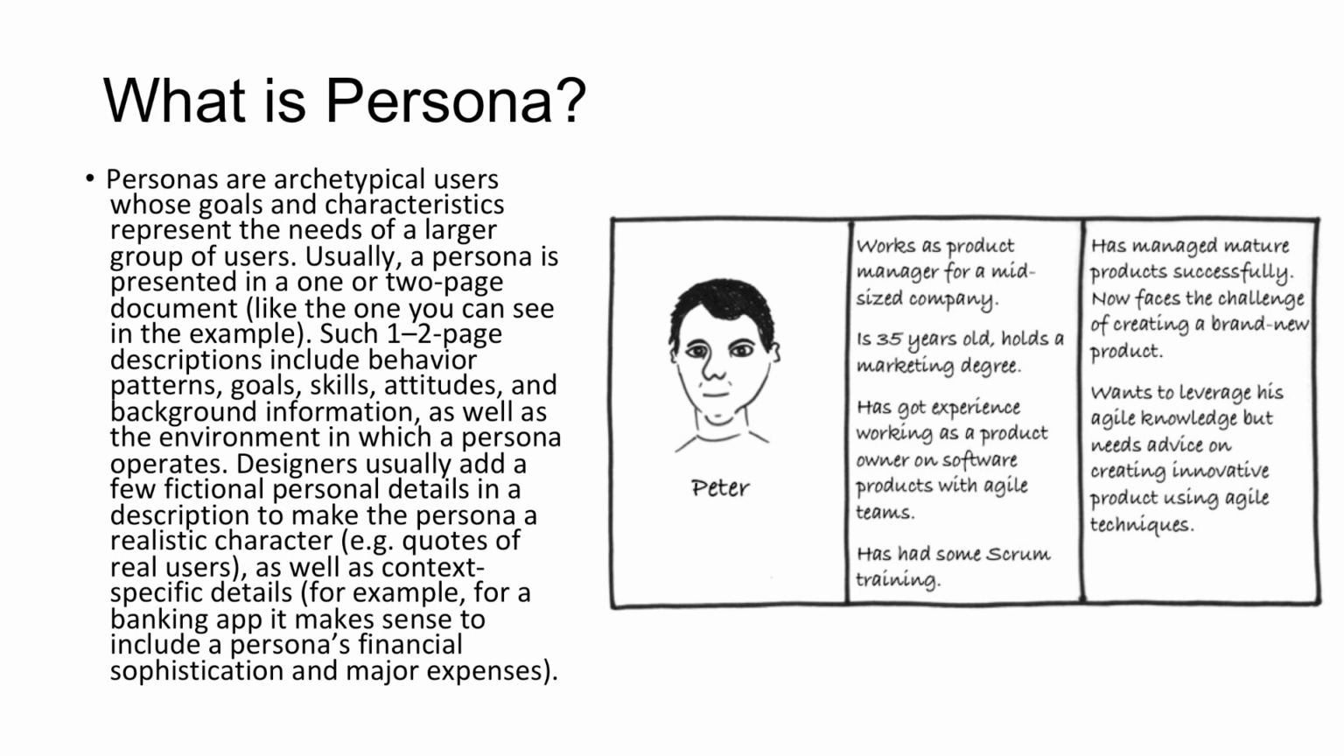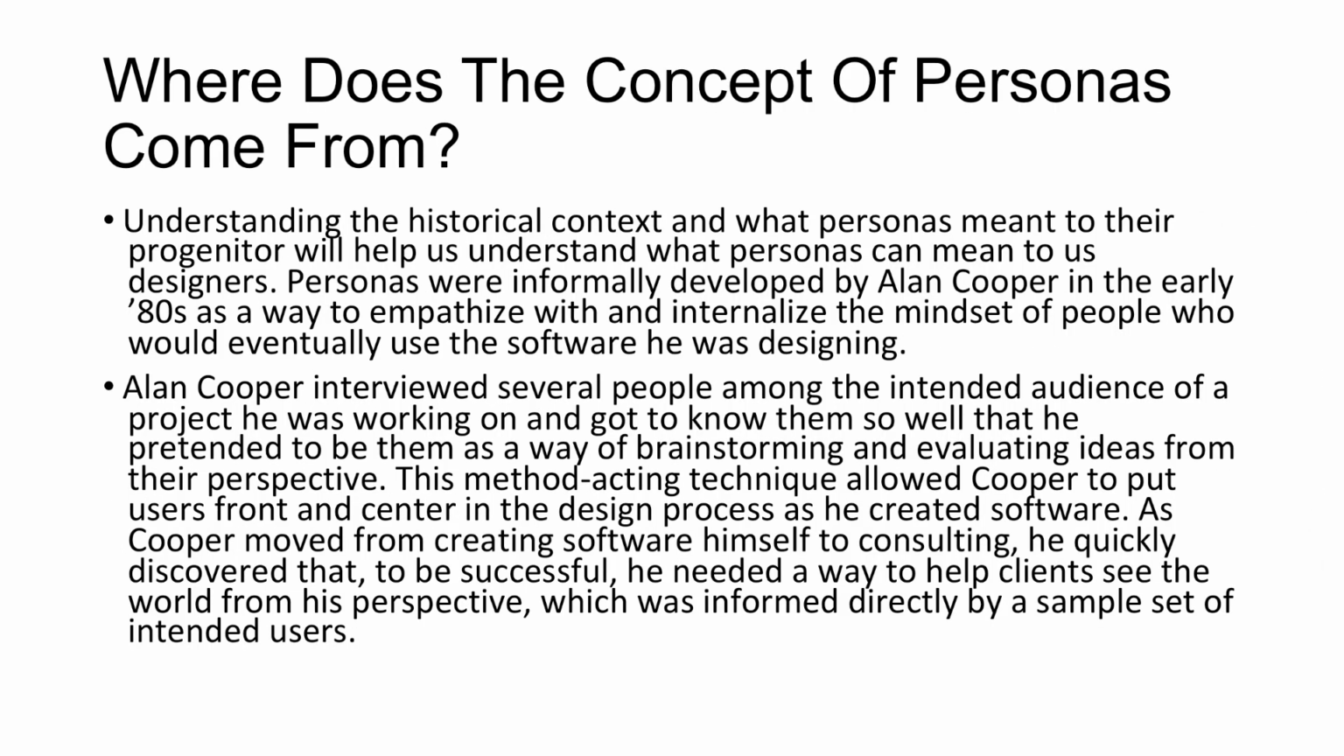Designers add a few fictional personal details to the description to make them realistic and context-specific details. So if I'm making a banking app, I want to include their financial information. If I'm making something for the parks, I want to say how much are these people out enjoying the outside, anything like that. So relevant information for why they're going to be the person who is using your product.